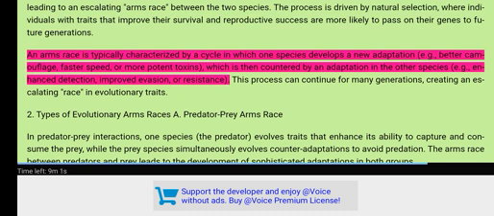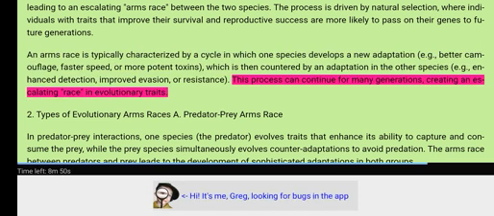An arms race is typically characterized by a cycle in which one species develops a new adaptation, e.g., better camouflage, faster speed, or more potent toxins, which is then countered by an adaptation in the other species, e.g., enhanced detection, improved evasion, or resistance. This process can continue for many generations, creating an escalating race in evolutionary traits.